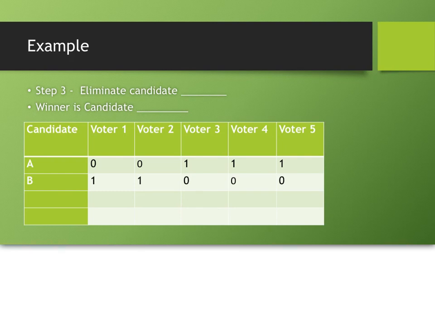And now it's basically, again, another eliminate. All right, so who's the least preferred? Least preferred, clearly here, is B. They have 2 votes. A has 3 votes. So we've eliminated candidate B. And the winner is candidate A. All right? So that's how the Hare system works.